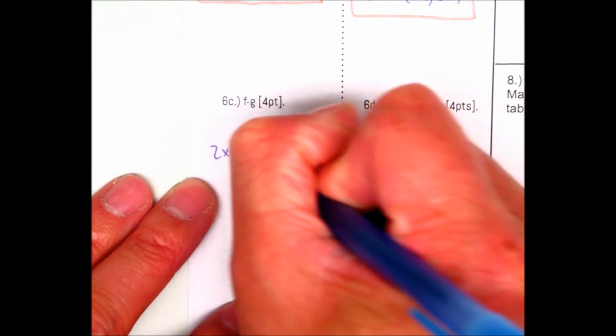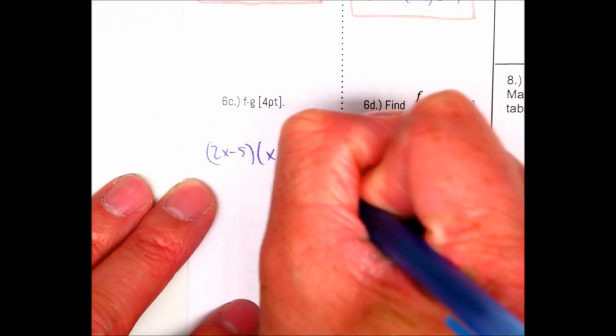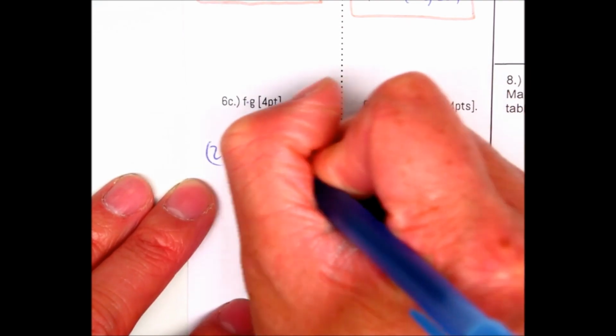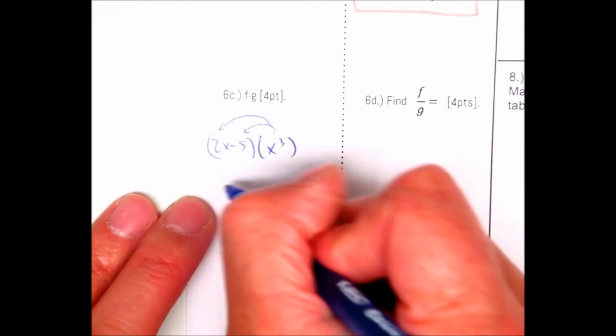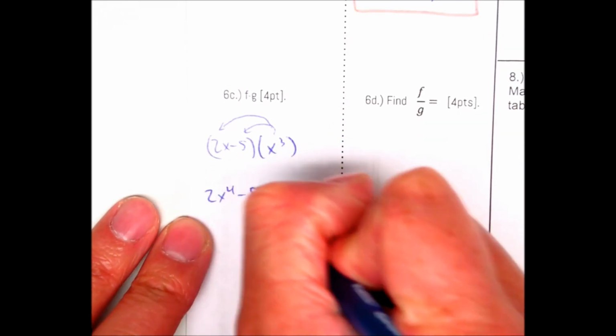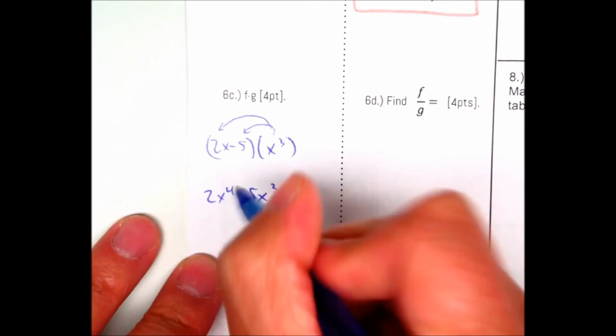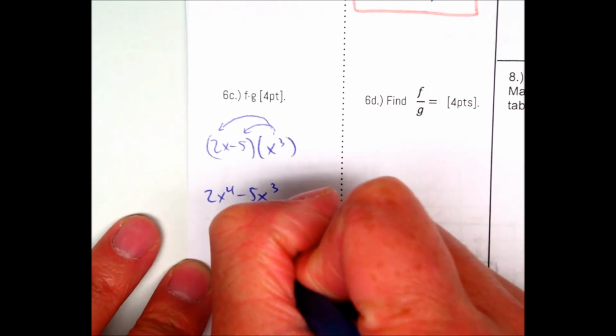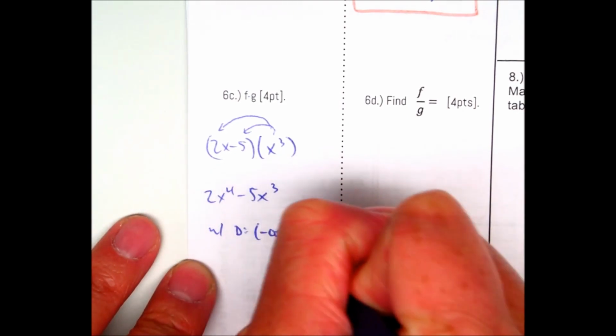And number 6C tells you to multiply because there's no math operation between them. So I have 2x minus 5 times x to the third, and you're going to kind of do this backwards distributing here. So that becomes 2x to the fourth minus 5x to the third, and then with the domain, negative infinity to positive infinity.